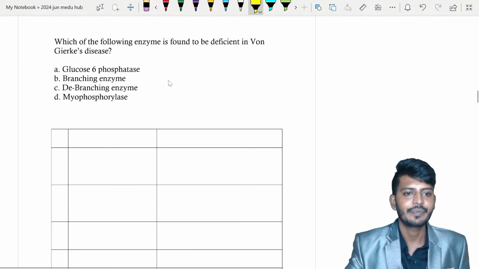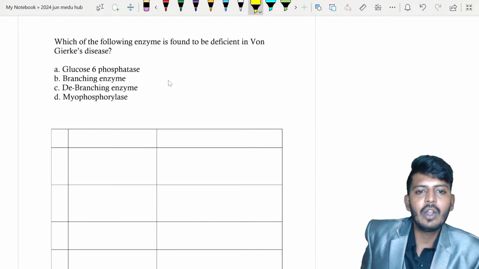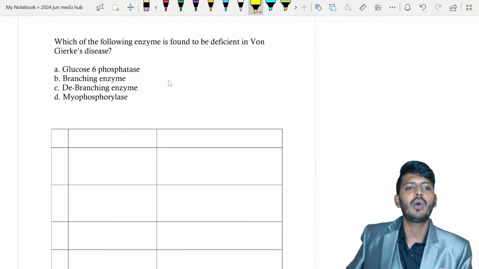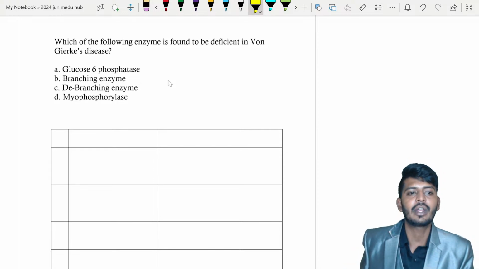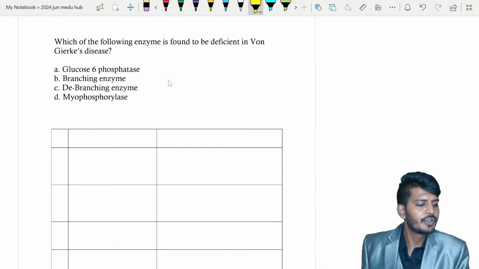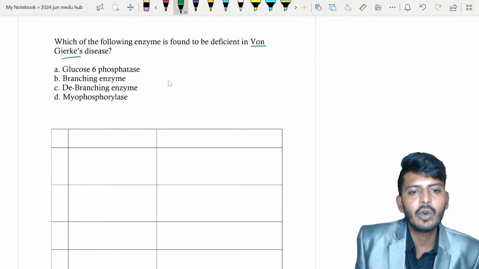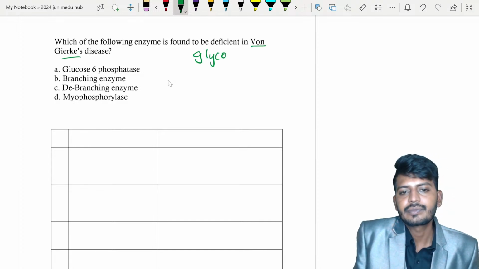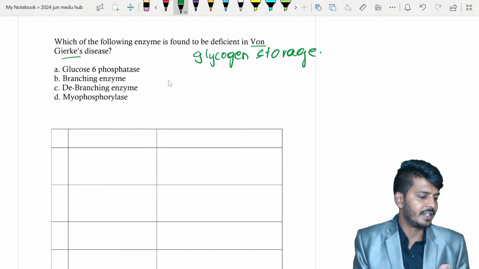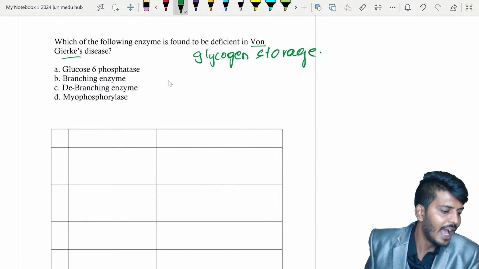चलिए आगे बढ़ते हैं. Okay. All right. Which of the following enzyme is found to be deficient in Von Gierke's disease? Which disease? Von Gierke's disease. So, जल्दी बताओ आंसर. It is a type of glycogen storage disease. Von Gierke's is a glycogen storage disease. Okay, so the enzyme deficient is, very good, type 1 GSD. Answer is A.